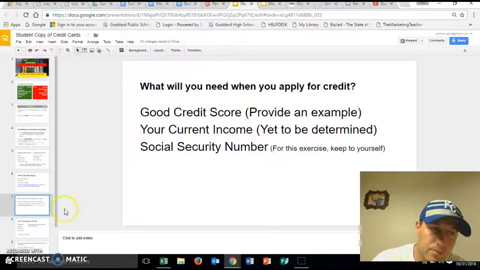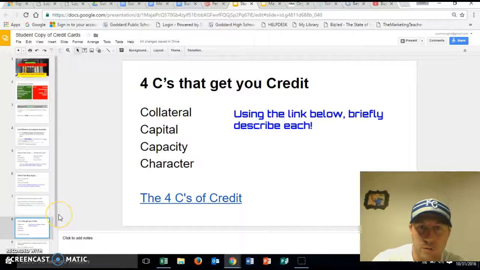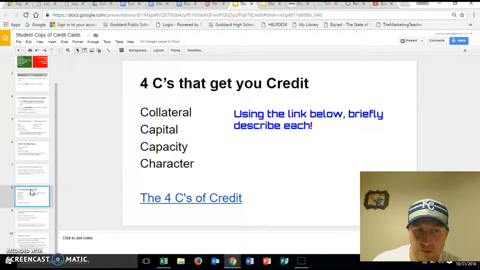The next slide is the 4 C's of credit. You have to have these things to get credit as well. I have provided you with a link. I want you to review that link and then fill this in. Tell me what collateral, capital, capacity, and character are. It does say briefly describe each, so please briefly describe each.